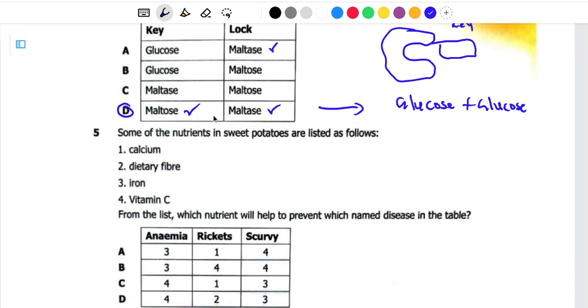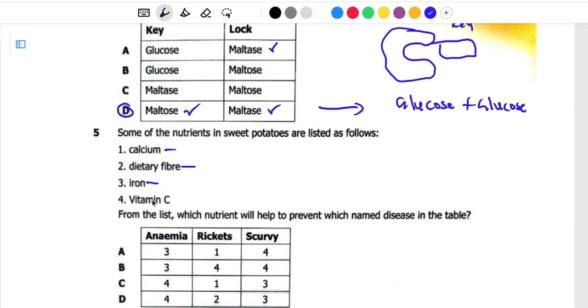And then question 5 is saying some of the nutrients in sweet potatoes are listed as follows. We have calcium, dietary fiber, we also have iron and vitamin C. So calcium and vitamin D are needed for bone formation, as well as dietary fibers, they are needed to prevent constipation. Then iron is needed in the formation of red blood cells. So when you're lacking iron, you're going to suffer from anemia. Then when you lack fibers, you're going to have constipation. When you lack vitamin D, you're going to have bone deformation.